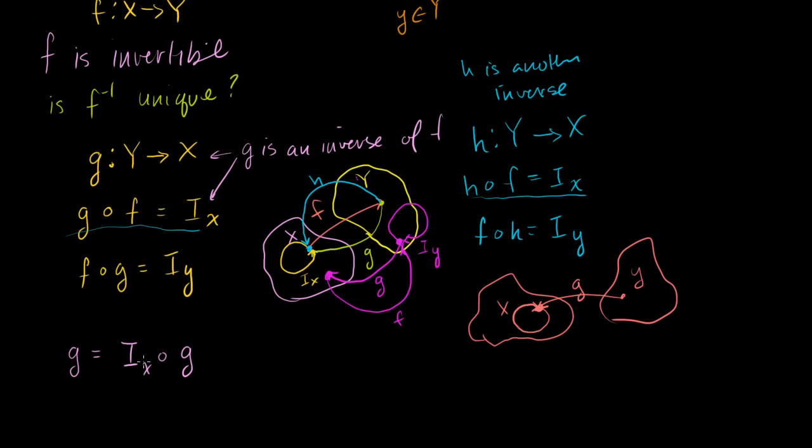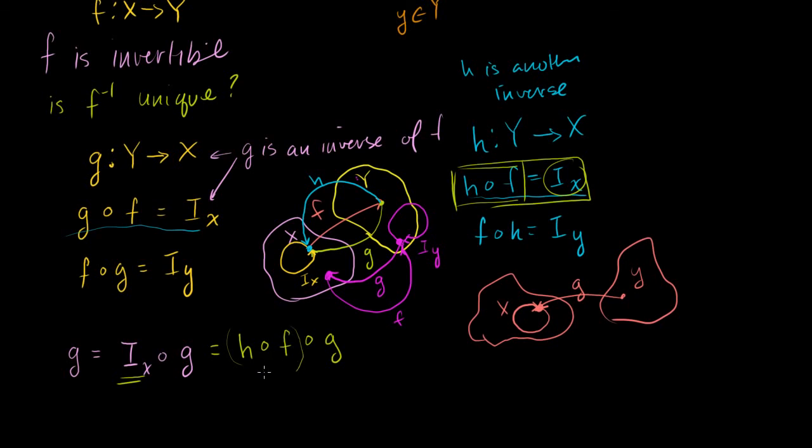So these are equivalent. But what is another way of writing the identity mapping on x? Well, by definition, if h is another inverse of f, this is true. So I can replace this in this expression with a composition of h with f. So this is going to be equal to the composition of h with f and the composition of that with g. And you might want to put parentheses there.